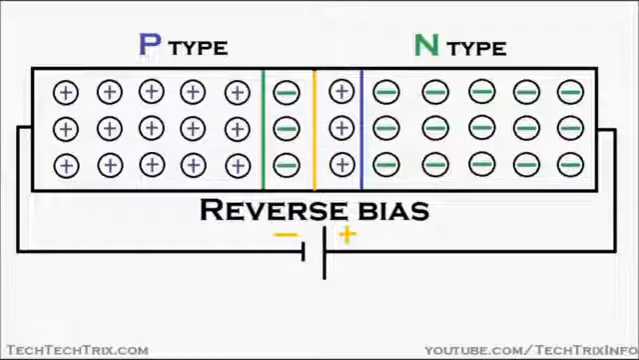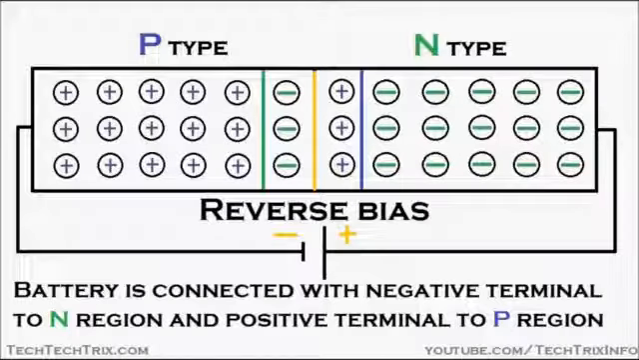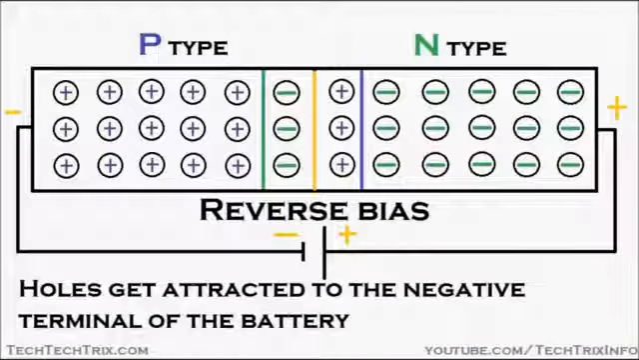Now let's see reverse bias. For reverse bias to be achieved in a PN junction semiconductor, the negative terminal of the battery will be connected to the p-type semiconductor, and the positive terminal of the battery will be connected to the n-type semiconductor. So holes get attracted to the negative terminal of the battery.